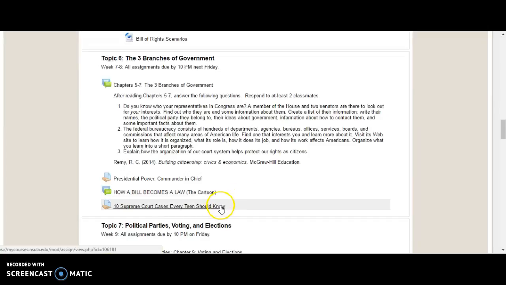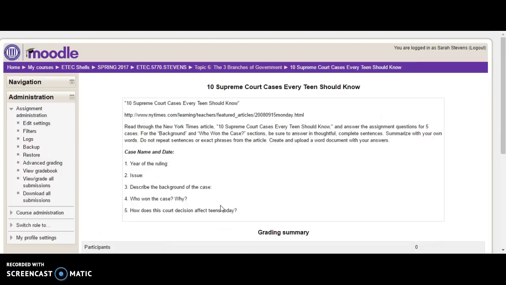And then 10 Supreme Court cases every teen should know lets them apply the Supreme Court and the judicial process to topics that are near and dear to them, that affect them specifically. They will read this specific article found at thenewyorktimes.com. They will read the article and analyze and summarize these cases in their own words and see how they apply to teens today.